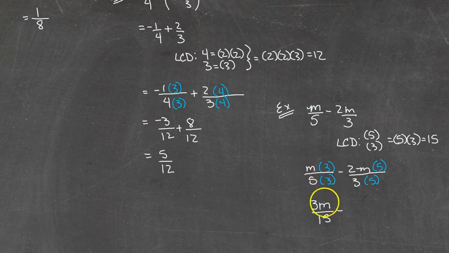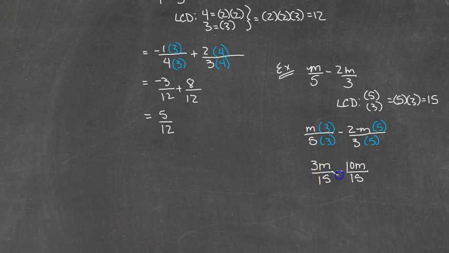So m times 3 is 3m. 5 times 3 is 15. Good. 2 times m times 5 is 10m over 3 times 5 is 15. Now I just have like denominators. So I take my fraction bar and all my operations to the top. 3m minus 10m over 15. 3 take away 10 is negative 7m over 15.